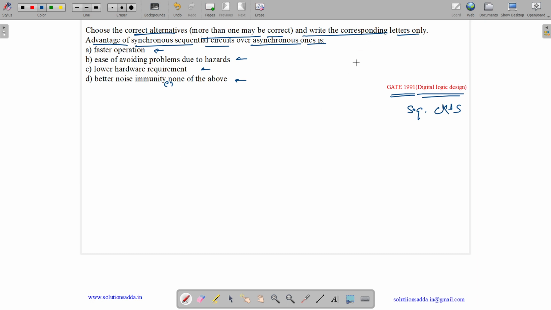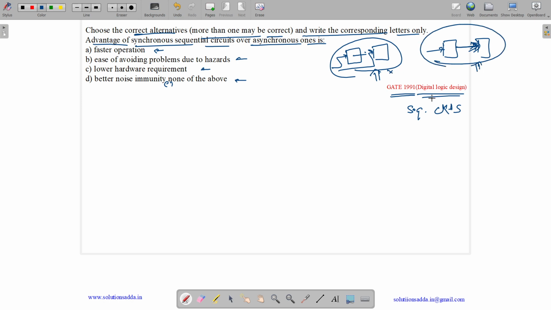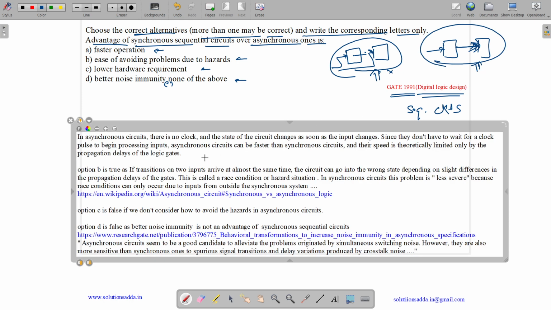So here, what are synchronous circuits and what are asynchronous circuits? In synchronous circuits, we have the same clock pulse in every flip-flop. But in asynchronous circuits, the output of one flip-flop may serve as a clock for another flip-flop. Thus, in synchronous circuits, all the outputs will change at the same time, and asynchronous circuits are unpredictable. So for this, refer to these statements.